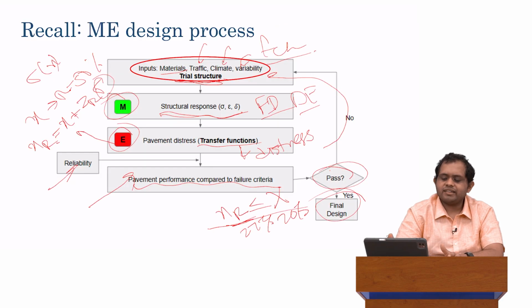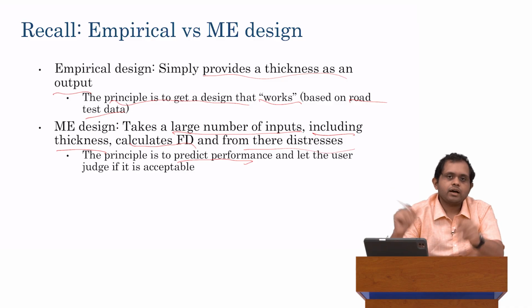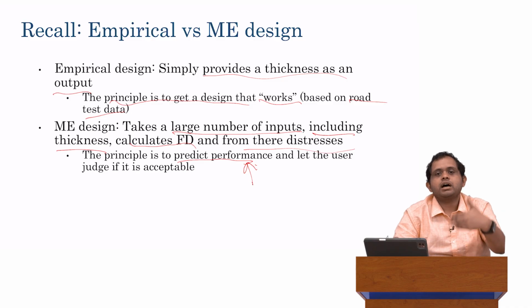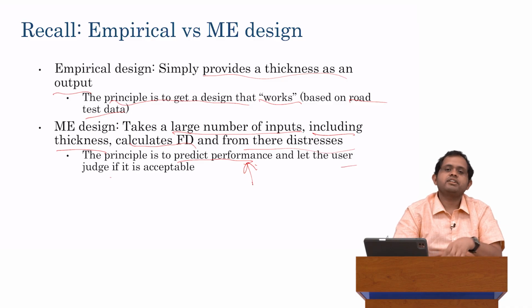So that's basically exactly what I showed in this figure. Key here, however, is the principle is to predict performance. The principle of the empirical design is to just get a thickness or a design that worked in the test section, whatever worked meant as they defined it in the test section. The principle of mechanistic empirical design is to directly calculate performance. That is, decide how much cracking do you expect, how much faulting, how much punch outs, etc. Decide that value, predict that value, and then let the user judge if it is acceptable.